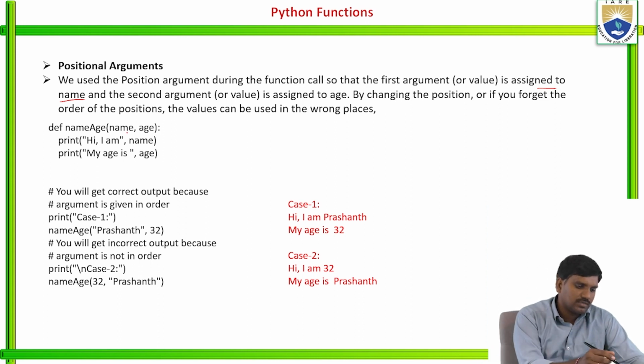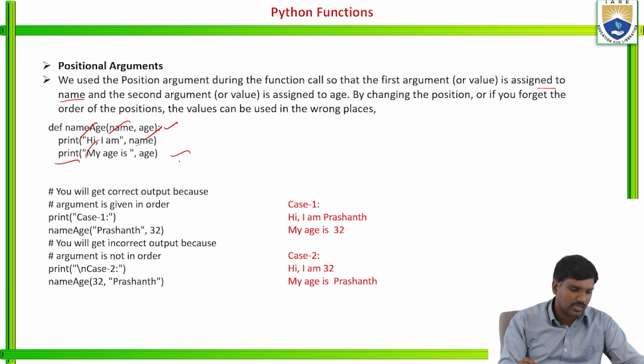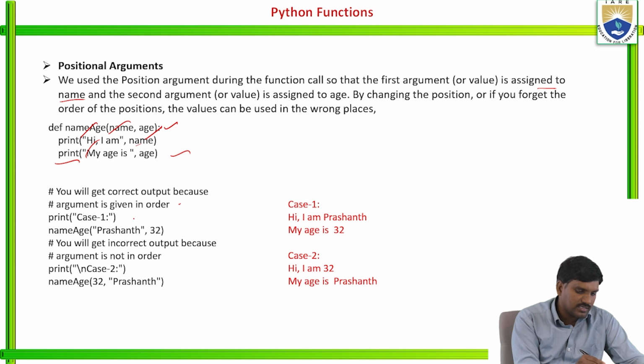So the definition: def nameAge(name, age). Here name and age, and it prints 'Hi, I am' name, and 'my age is' age. So that is the syntax. In case 1, nameAge('Prashanth', 20), you will get the correct output, because the arguments are in order. In case 2, with the order swapped, you will get the incorrect output.